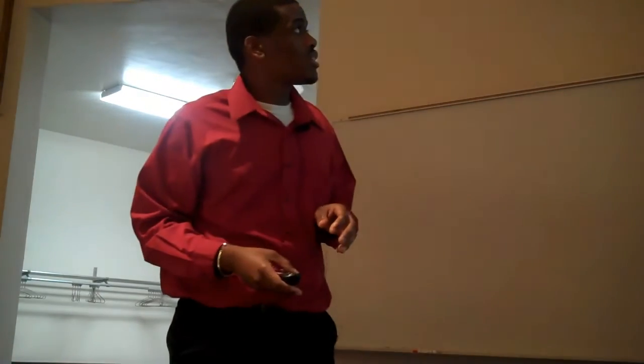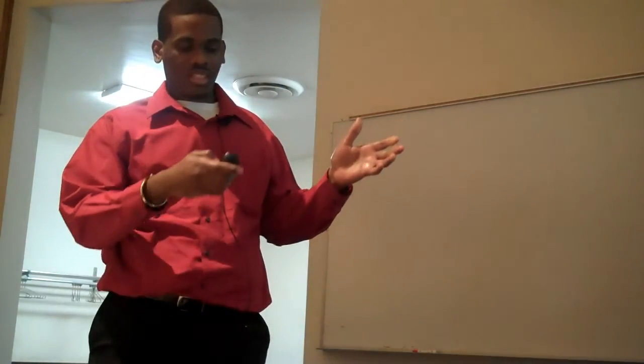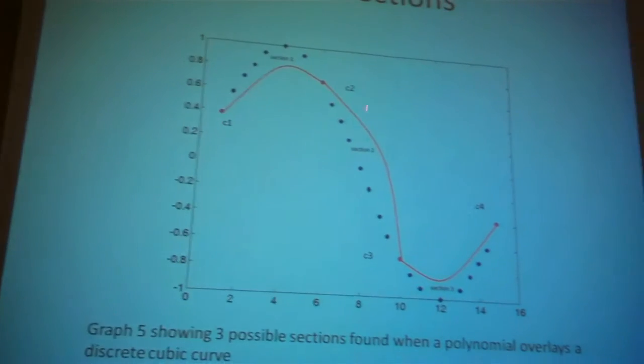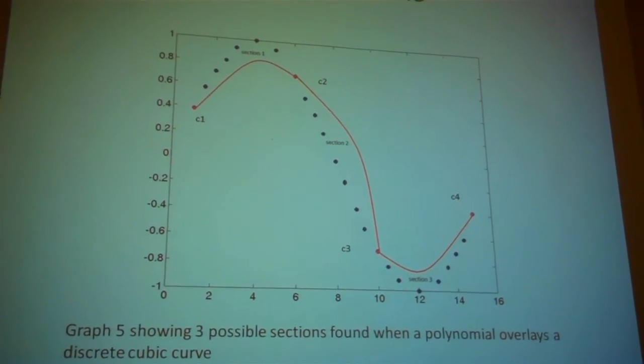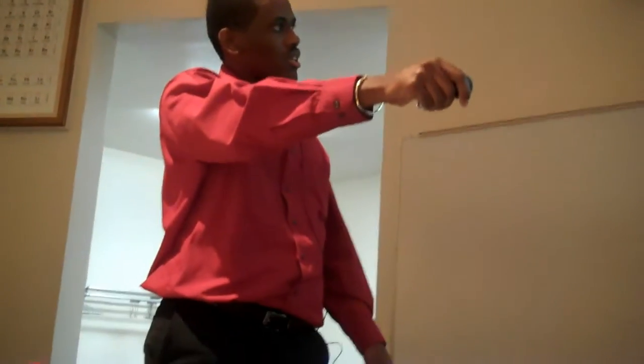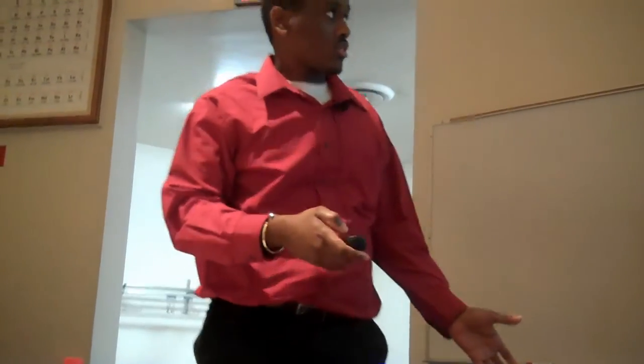So here we have an illustration of our cubic sections. I highlighted section 1, section 2, section 3. So I created a polynomial passing through all these control points. And this can alternate. The data could be above the polynomial or be below it. So we'll discuss that further in the other slides.